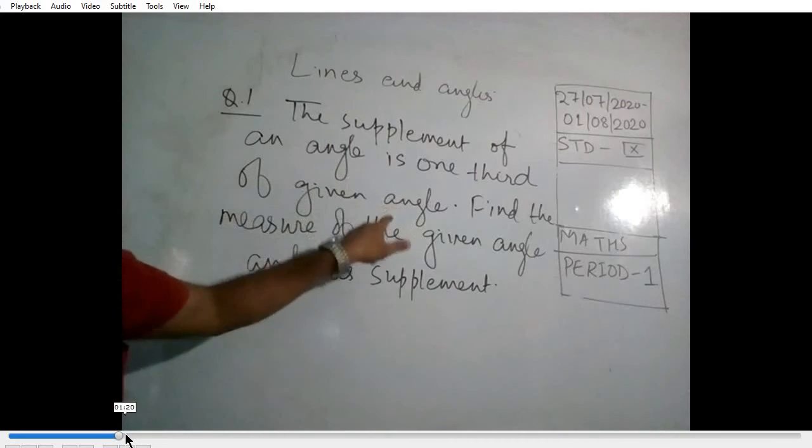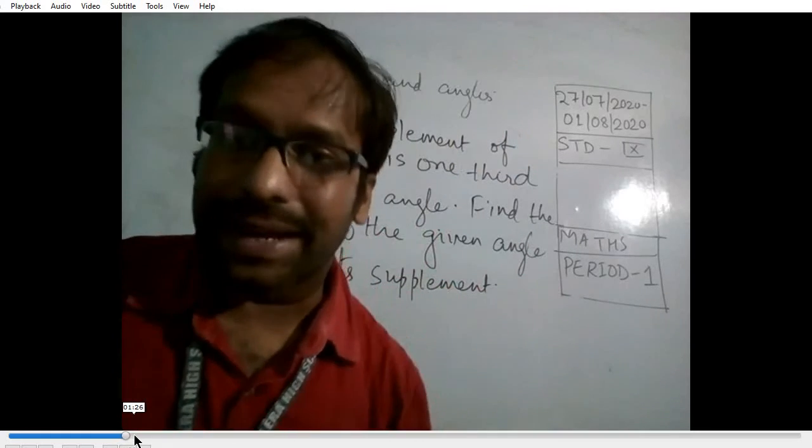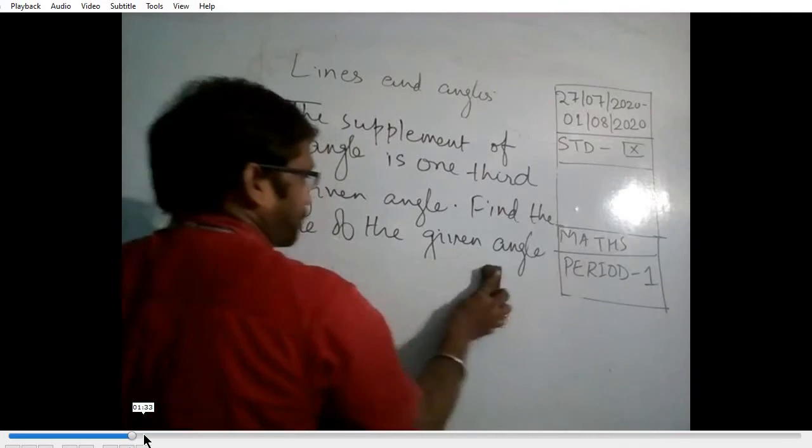What are they saying? They are saying that the supplement of an angle is 1/3 of the given angle. Find the measure of the given angle. So here we start the solution.